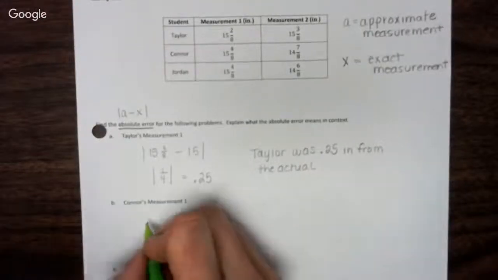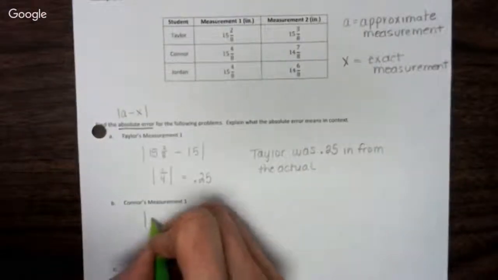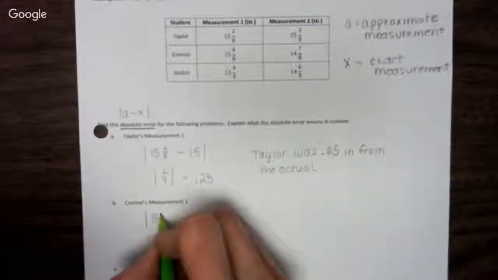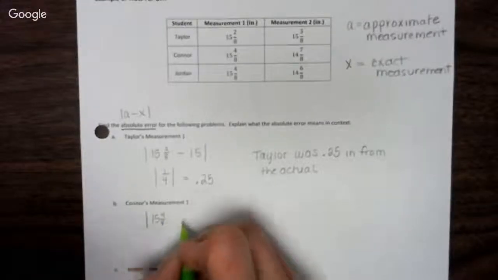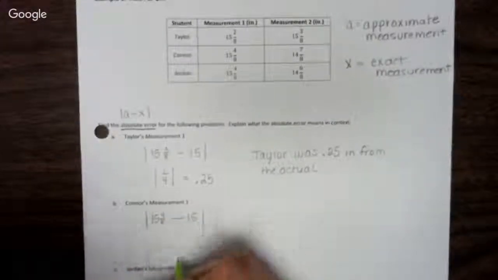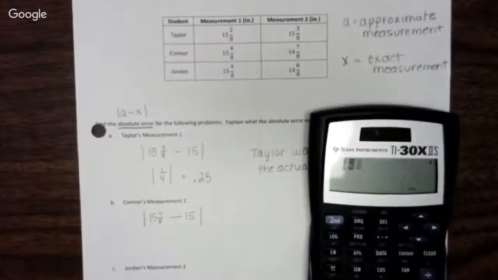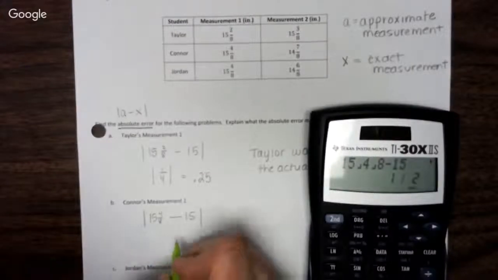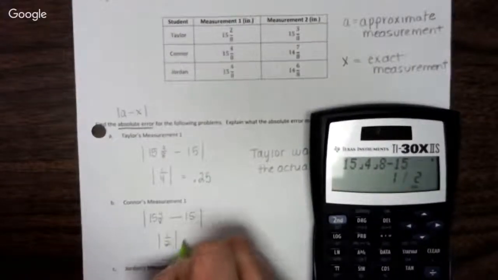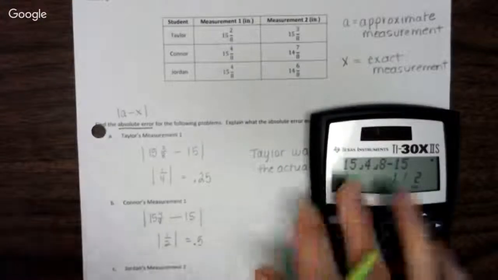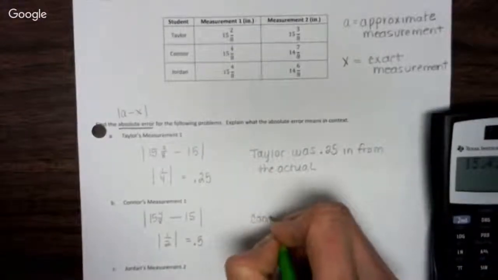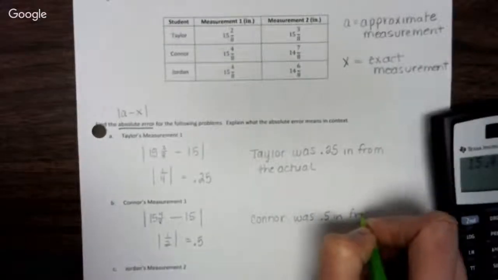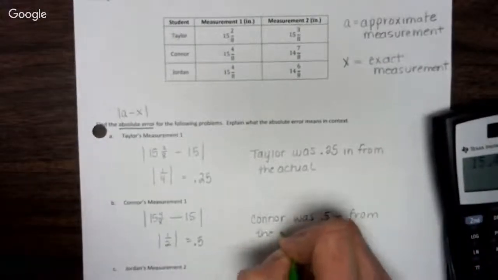All right, how about Connor's measurement 1? So we're going to do A minus X. So A is his approximate measure. Measurement 1 is 15 4/8. The exact measurement is still 15. So 15 4/8 minus 15 is 1/2. The absolute value of 1/2 is 0.5. That means Connor was 0.5 inches from the actual.